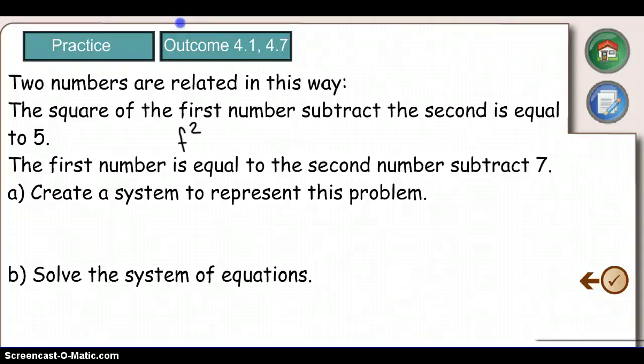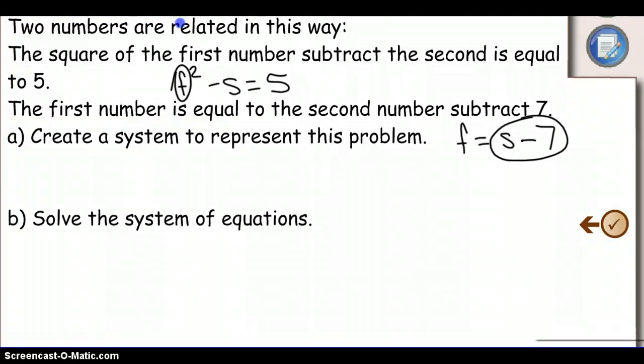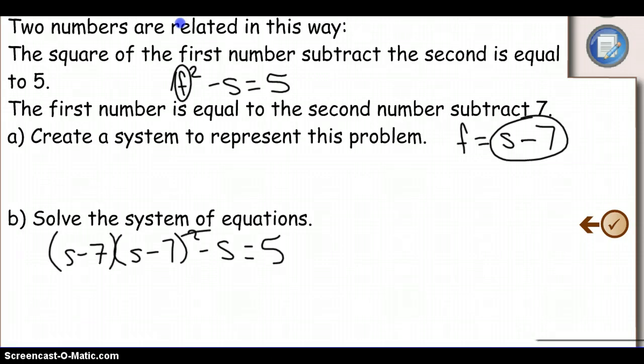So the square of the first, subtract the second is equal to 5. And I also have the first number is equal to the second number, subtract 7. Once again, use substitution. It's going to be the easiest one here. So I have s subtract 7 squared, subtract s equals 5. Okay, when I square something it means multiply it by itself.